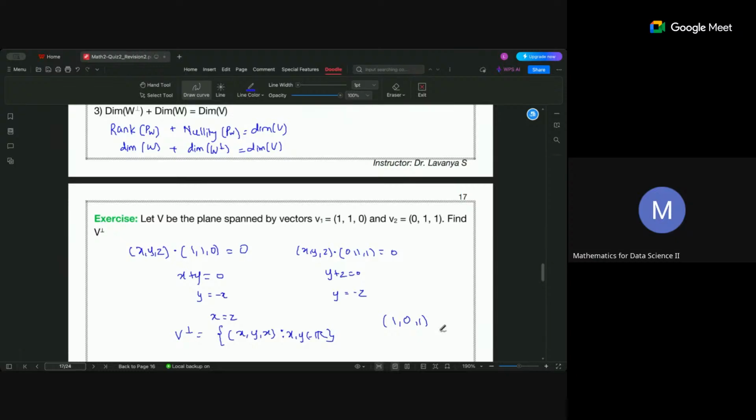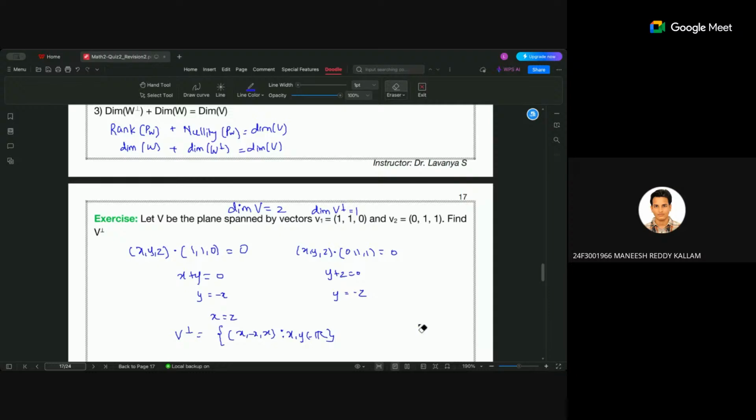But hold on, did I make any mistake? Yes, I have made a mistake. How am I saying I made a mistake? What is the dimension of the space which I have written here? 2. Can it be 2? No, it cannot be 2, because dimension of V is 2 and the dimension of V perp should be 1, right? Whatever I have written is incorrect, because you have to write y as minus x. The dimension is 1 basically.